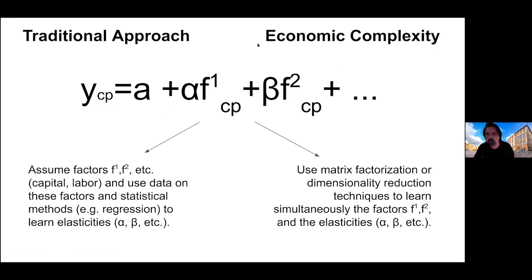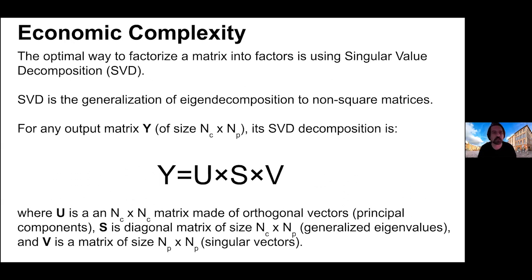Now, if you do an approach based on economic complexity, what you're going to end up doing is, like, what? I don't know what these factors are. So I'm going to use matrix factorization techniques and dimensionality reduction techniques to learn simultaneously both the elasticities and the factors. Now, how do you do that? You don't do it using regression. What you do is you use SVD, which is the optimal way to factorize a matrix into factors.